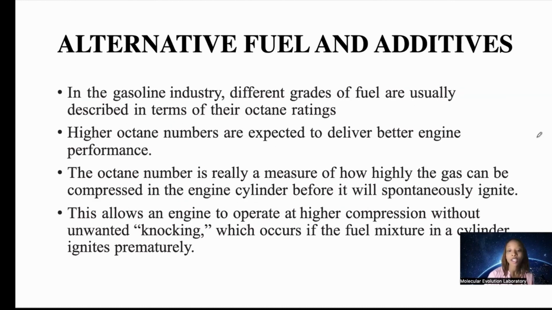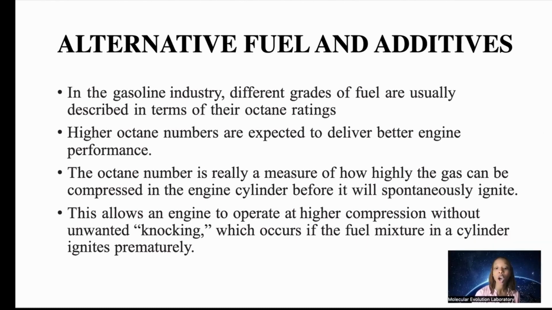In the gasoline industry, the different grades of fuel are usually described in terms of their octane ratings. Higher octane numbers are expected to deliver better engine performance. Octane number is really a measure of how highly the gas can be compressed in the engine cylinders before it will spontaneously ignite. This allows an engine to operate at higher compression without unwanted knocking, which occurs if the fuel mixture in a cylinder ignites prematurely.